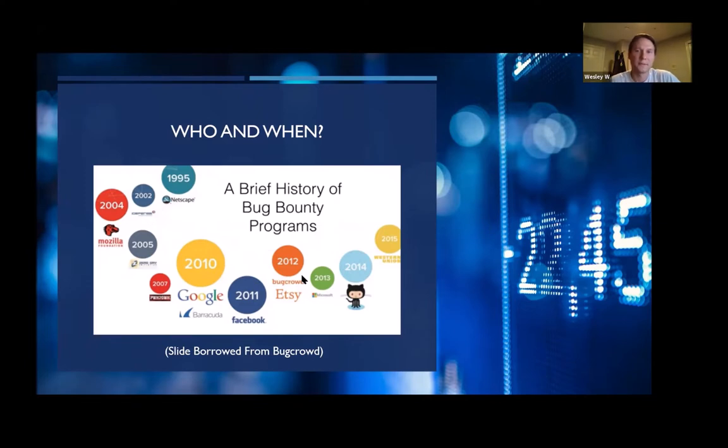The thing that's not shown on this chart that's important to realize, and why I thought it's worth showing this chart, is that prior to 2010, there was really no way to find a vulnerability in, say, Microsoft Hotmail and get paid for it.